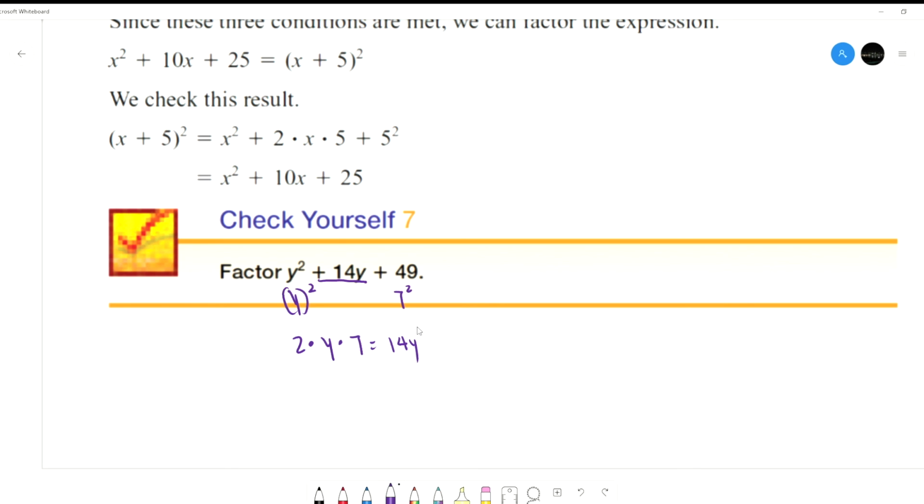So this will always factor, right? This is plus 14y. So this will factor to what? (y plus 7) squared. Does that make sense, everyone?